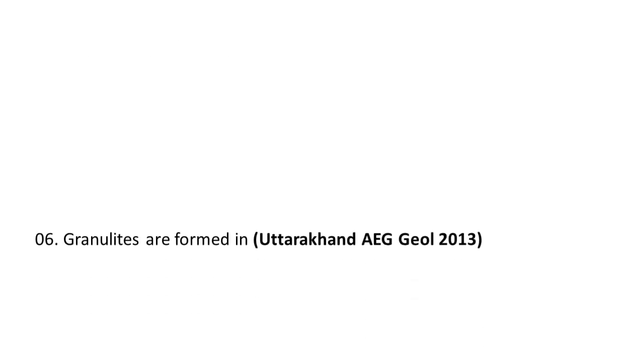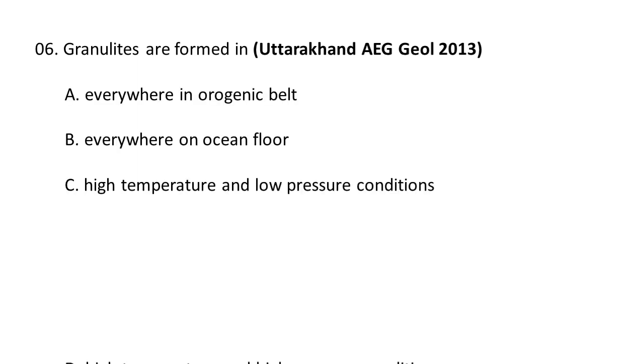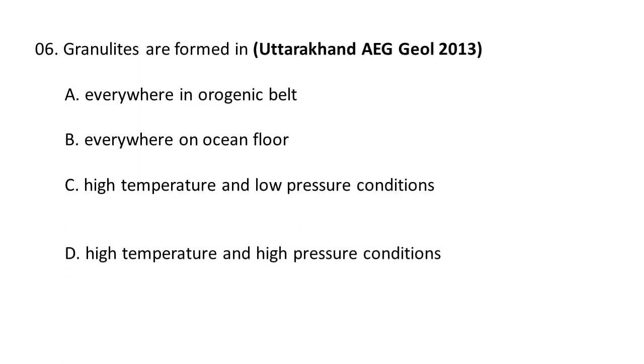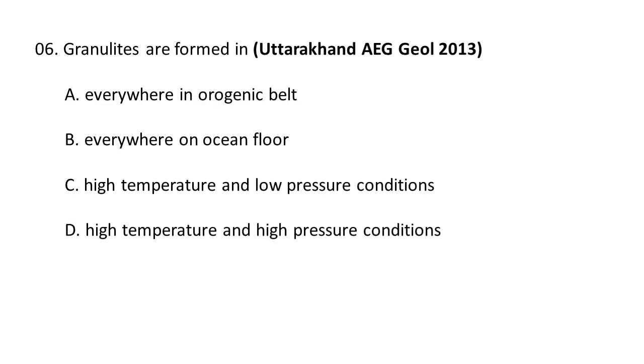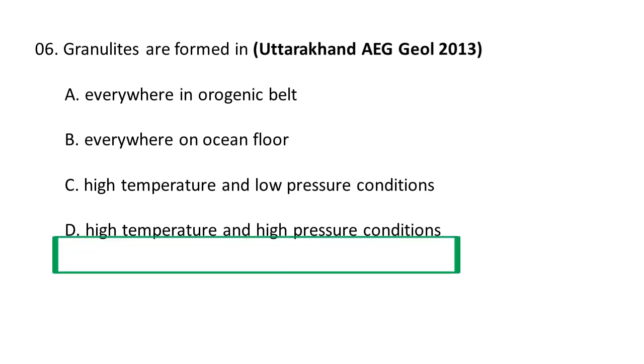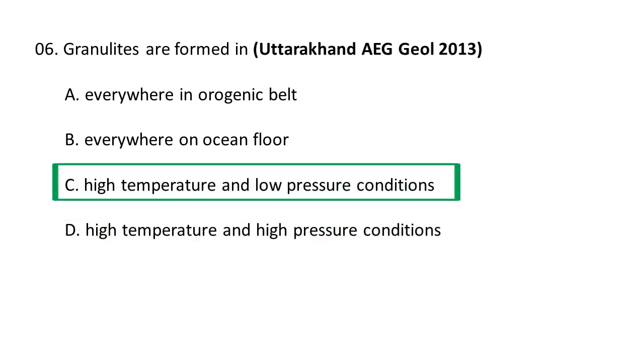Next question. Granulites are formed in: A. everywhere in orogenic belts, B. everywhere on ocean floor, C. high temperature and low pressure conditions, D. high temperature and high pressure conditions. So granulites are formed in high temperature and low pressure conditions. They are formed under conditions of high temperature and moderate or low pressure, meaning they are considered a high temperature, low pressure metamorphic rock. This is why they are classified as part of the granulite facies in metamorphic petrology. So C is the correct option.